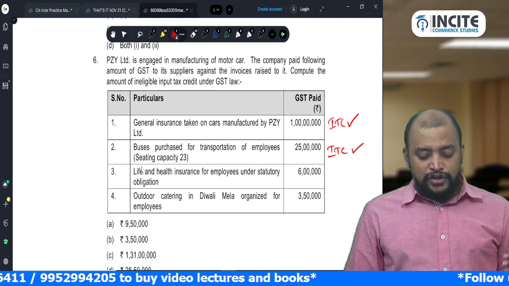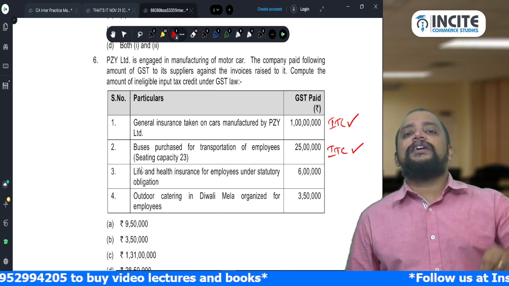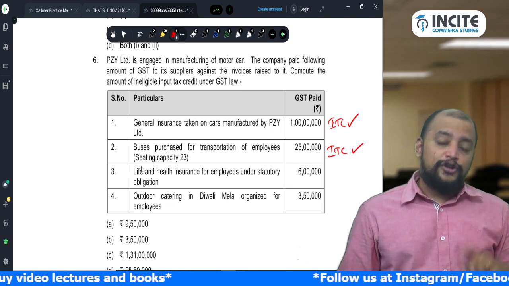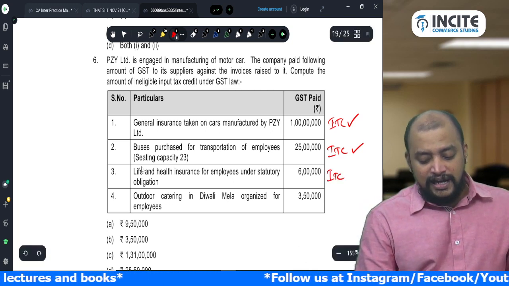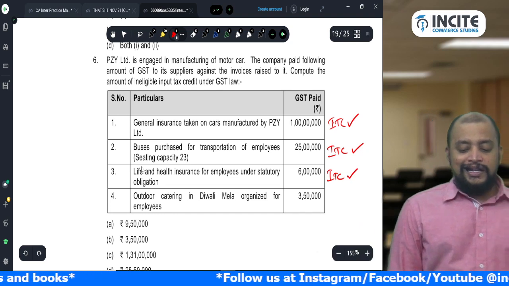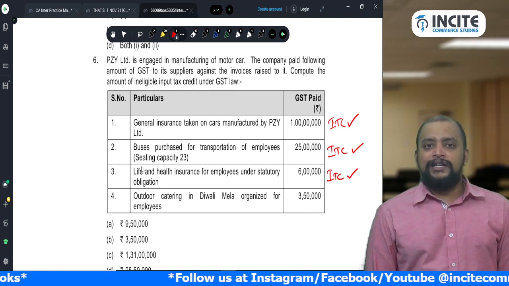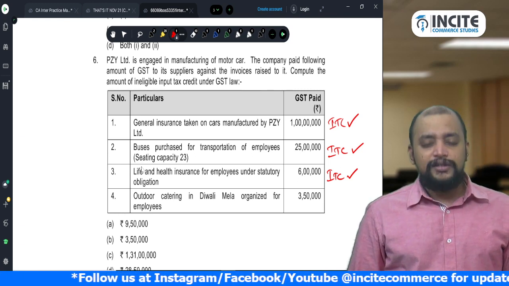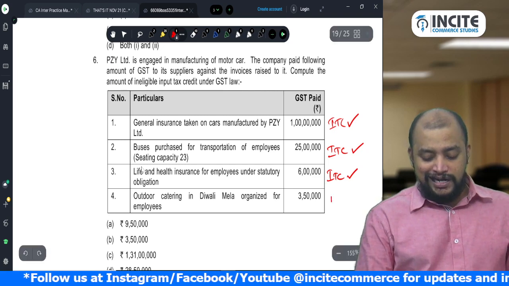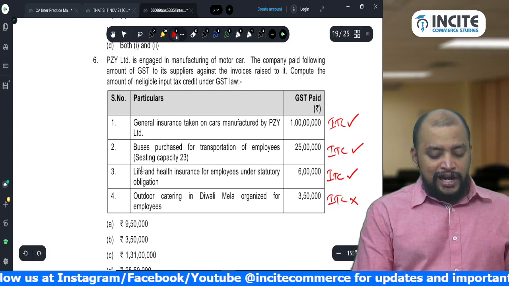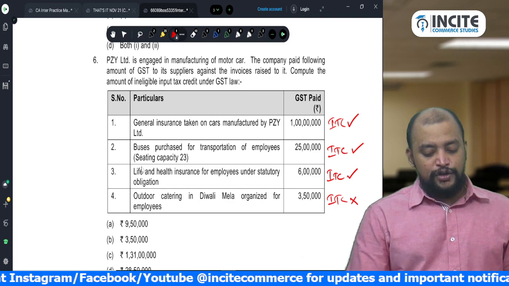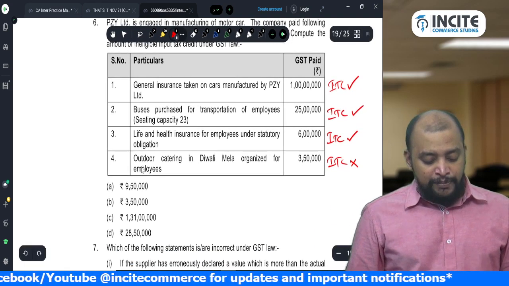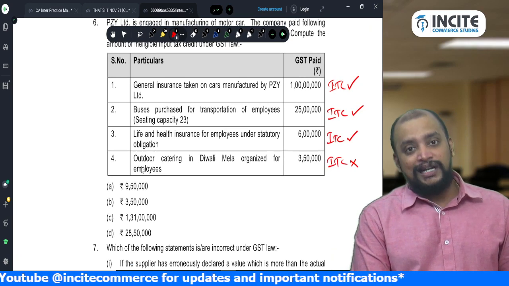So life and health insurance for employees under a statutory obligation. Generally life insurance and health insurance is block credit, but when it is under a statutory obligation, ITC is available. Outdoor catering in Diwali Mela organized for employees. So outdoor catering is a blocked credit. ITC not available. Okay. So therefore ITC available 1 lakh plus 25,000 plus 6,000. So that will be 1,31,000, and we will end up answering 131 lakhs as the answer.